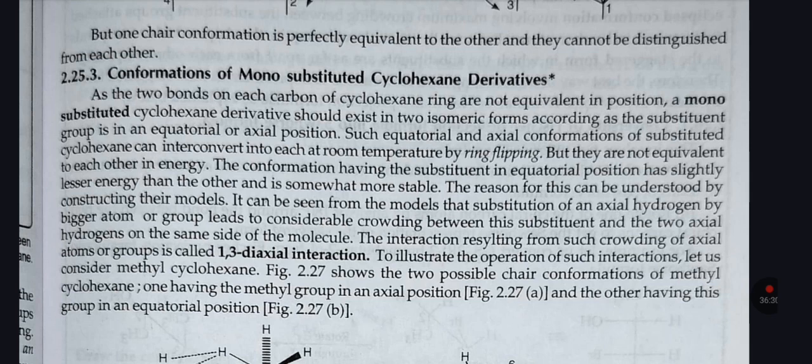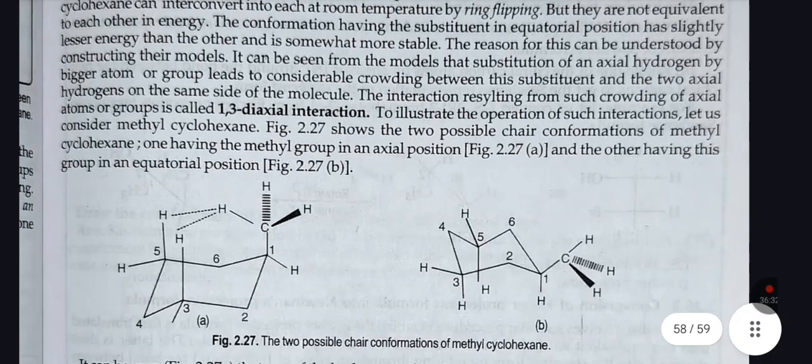The reason for this can be understood by constructing their models. It can be seen from the model that substitution of an axial hydrogen by a bigger atom or group leads to considerable crowding between this substituent and the two axial hydrogens on the same side of the molecule. The interaction resulting from such crowding of axial atoms or groups is called 1,3-diaxial interaction.